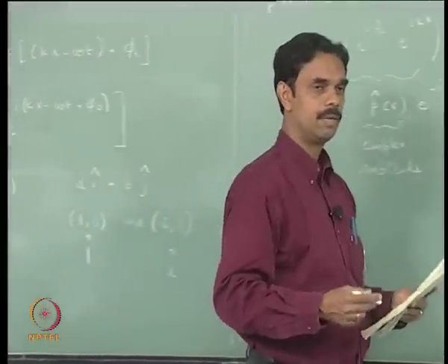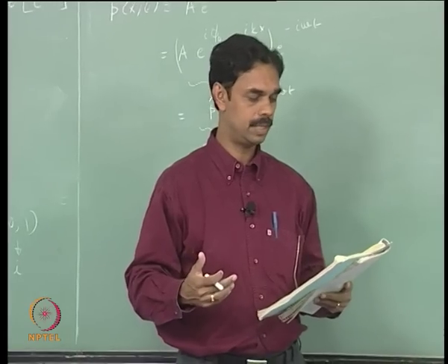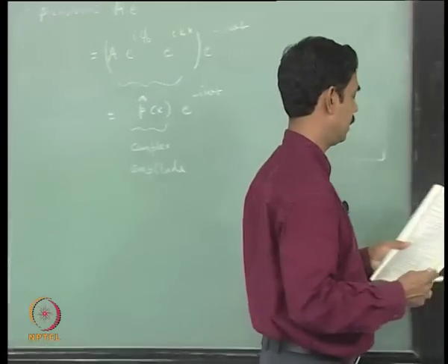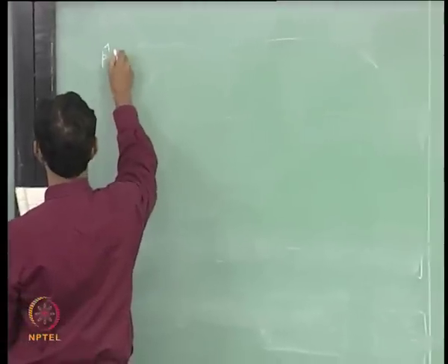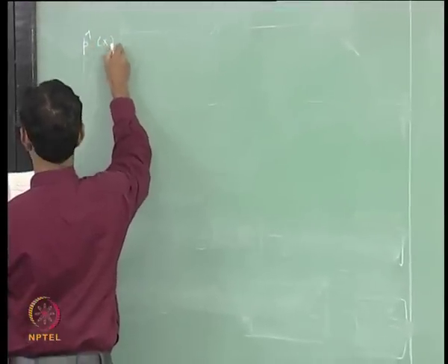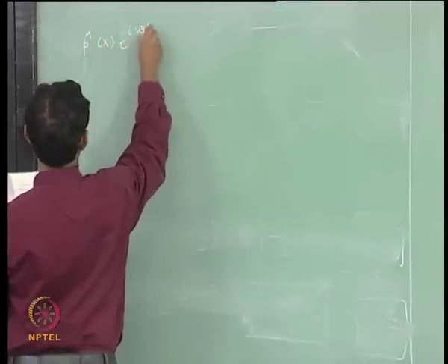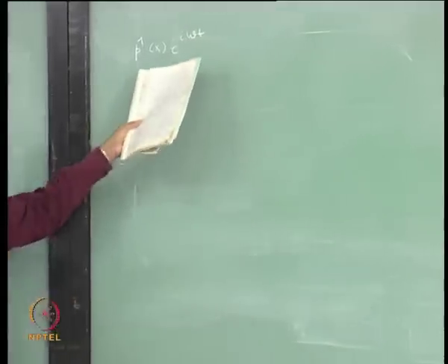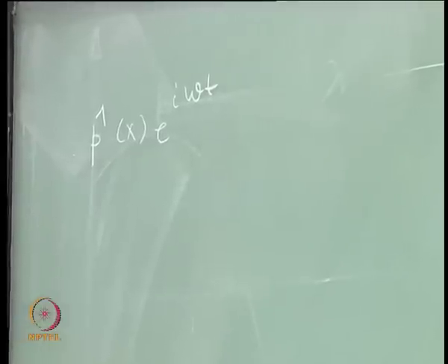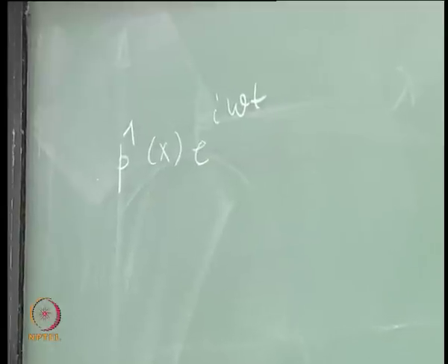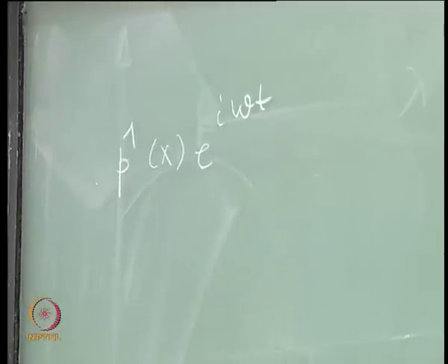Next I will show the equivalence between these two notations. So let us say we have the quantity p hat of x times e power i omega t. We can do the same thing with e power minus i omega t. If you stick with one, you should stick with the same thing throughout your calculation. That is what is important. Whether you use e power i omega t or e power minus i omega t, you will get the same results. So you just have to be consistent.